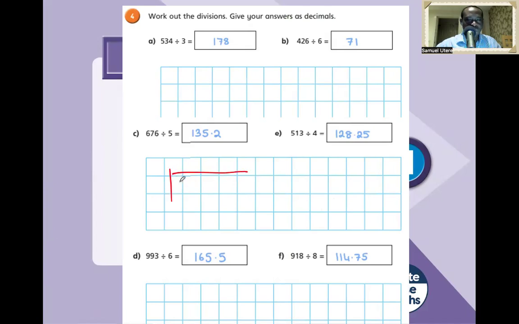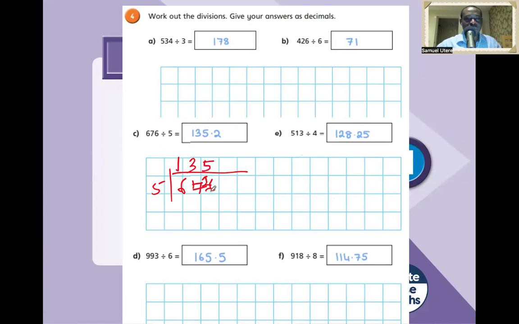So we have 676. We're dividing by 5. All right, 6 divided by 5 is 1. Our remainder is 1. 17 divided by 5 is 3. All right, 5 times 3 is 15. So now our remainder from the 17 is 2. 26 divided by 5 is 5.